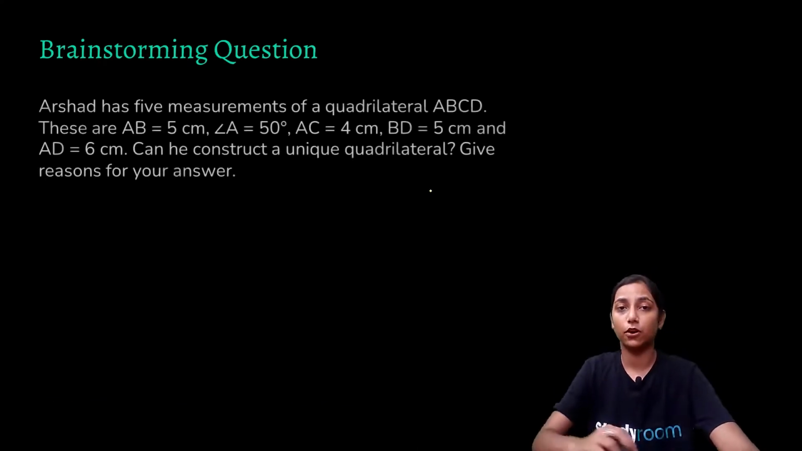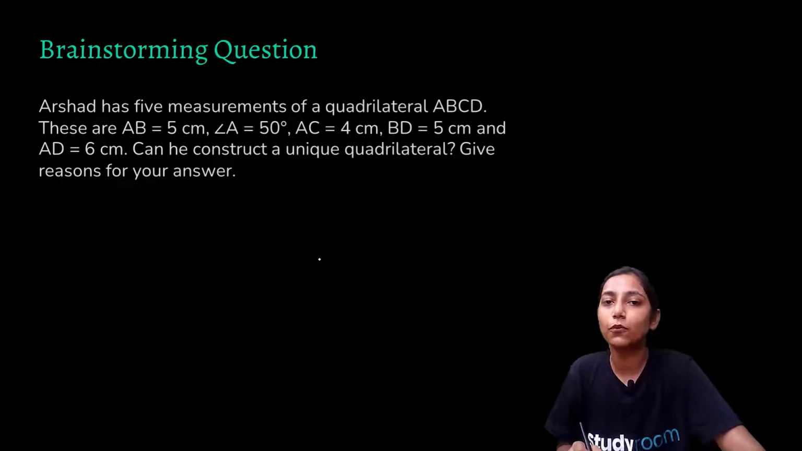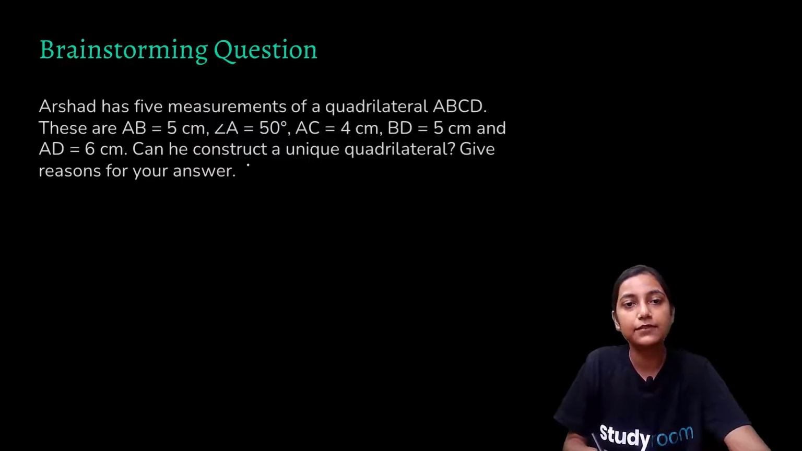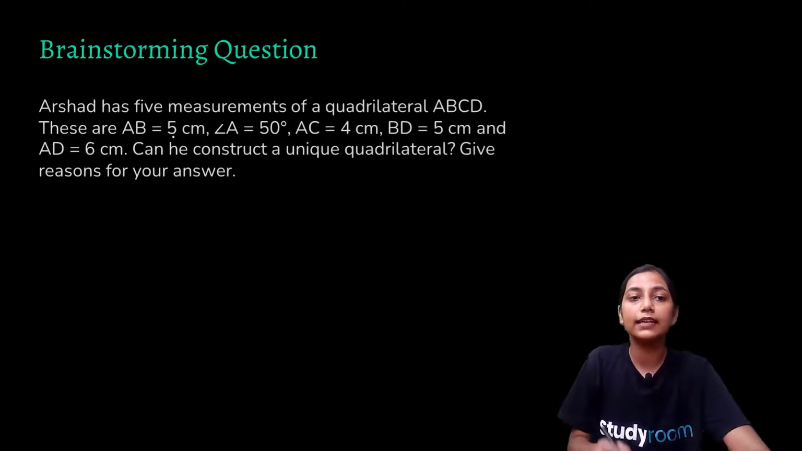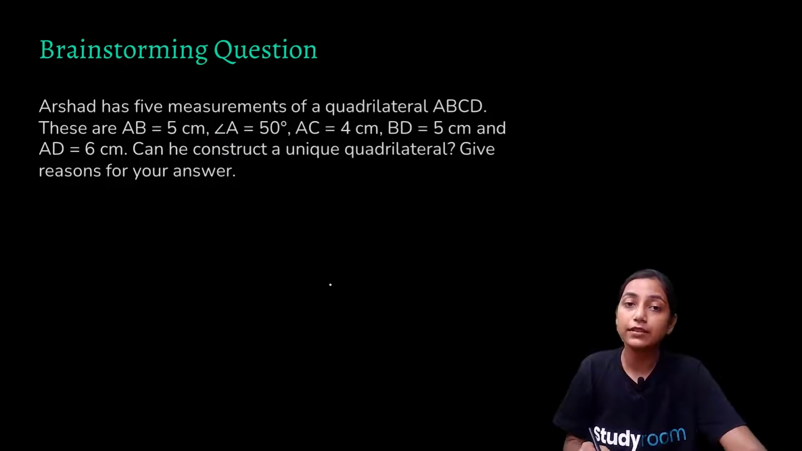We have one more brainstorming question. What's given to us? Arshad has 5 measurements of a quadrilateral ABCD. What are those 5 measurements? AB is 5 cm, angle A is 50 degrees, AC is 4 cm, BD is 5 cm, and AD is 6 cm. Can he construct a unique quadrilateral? Give reasons for your answer.